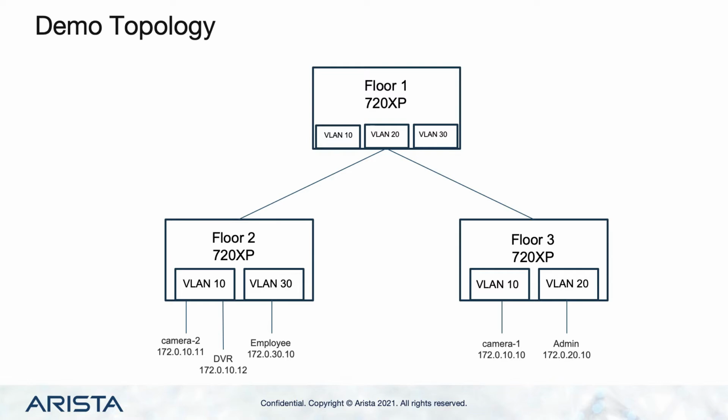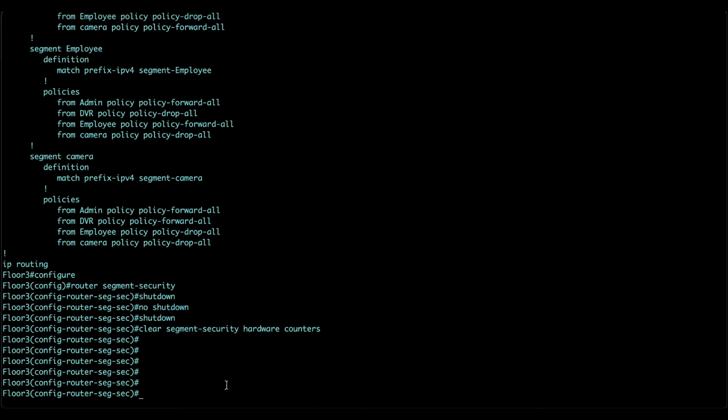In this example, DVR and cameras are in the same VLAN and IP subnet. Employees and security administrators are on their own VLAN IP subnet respectively. VLAN 10 is for cameras and DVRs, VLAN 20 for security administrators, and VLAN 30 for employees. You see here, I have already defined some segments for employee and camera.